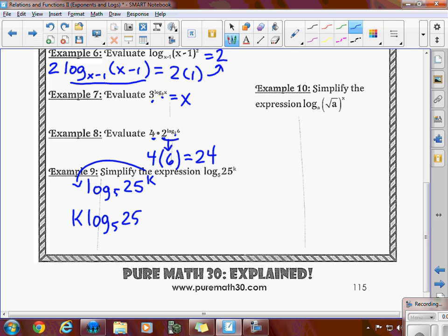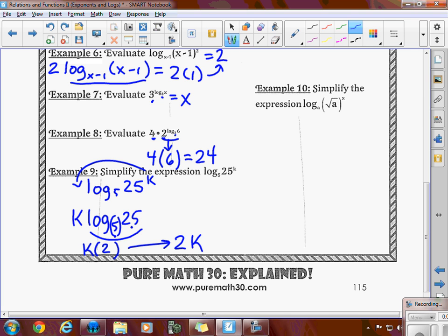base 5 of 25. Now logic should kick in and realize that the base of this log and its stuff are related by a power. We could say 5 to the power of 2 gets me 25. So this whole expression equals 2. And we're still multiplying by k. So now to put this into proper notation, the answer would simply be 2k.